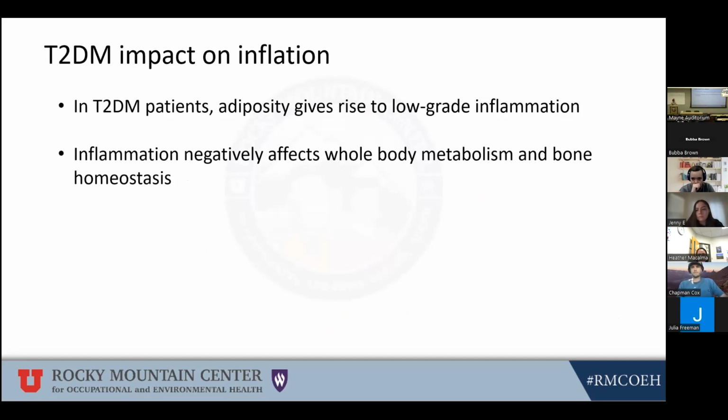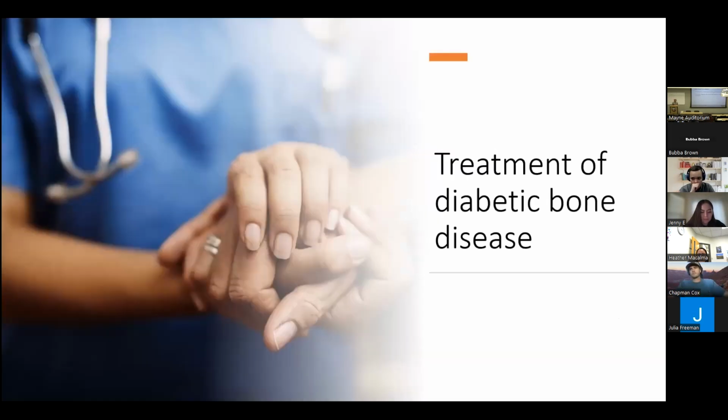Another general effect on the environment is that in type 2 diabetes, the increased adiposity gives rise to low-grade inflammation throughout the body, and inflammation negatively affects whole body metabolism and bone homeostasis. Just in general, inflammation has detrimental effects.